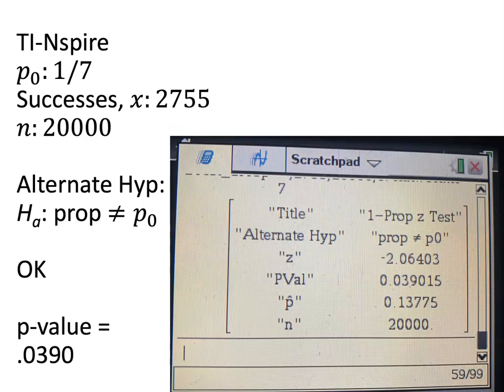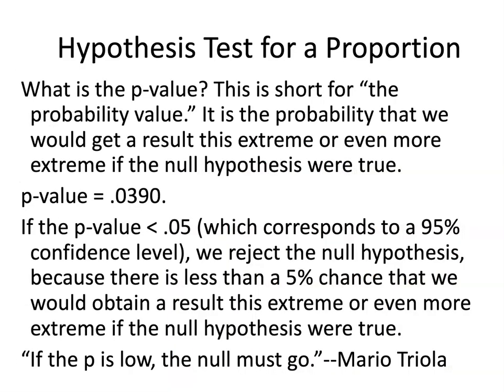When we do that, we get a p-value of 0.0390. What is the p-value? This is short for the probability value. It's the probability that we would get a result this extreme or even more extreme if the null hypothesis were true. So here, the p-value is 0.0390.